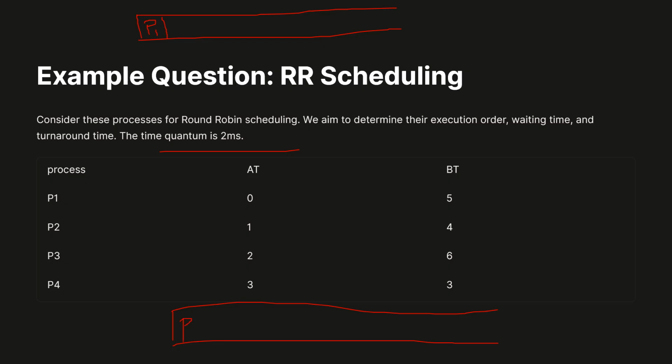So P1 will enter the Gantt chart and will be executed for the given time quantum, which is 2 milliseconds. So it will go from 0 to 2. Now in this time interval 0 to 2, we will see how many other processes entered the ready queue. We can see from 0 to 2 two processes entered the ready queue, which are P2, which arrived at time 1, so we'll write P2 is already waiting in the ready queue, and P3 is also in the ready queue, which came at time 2.